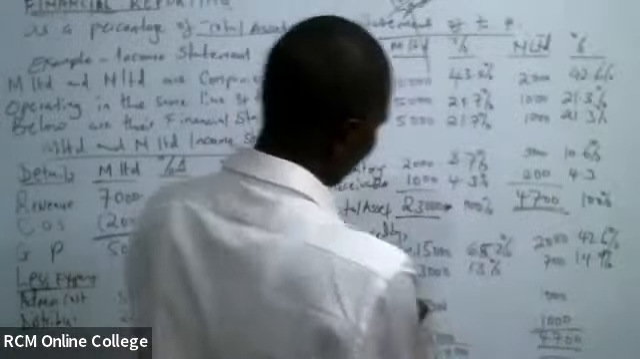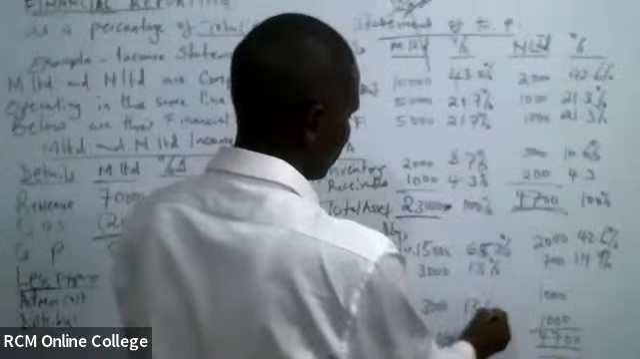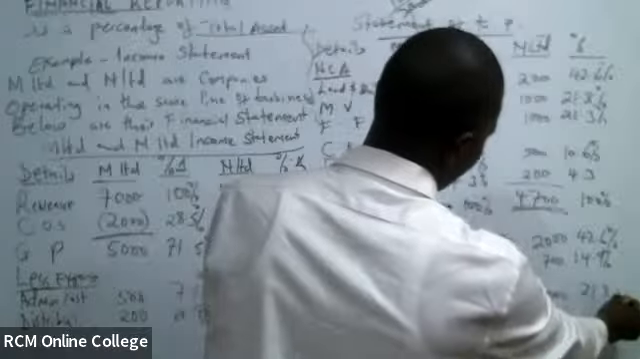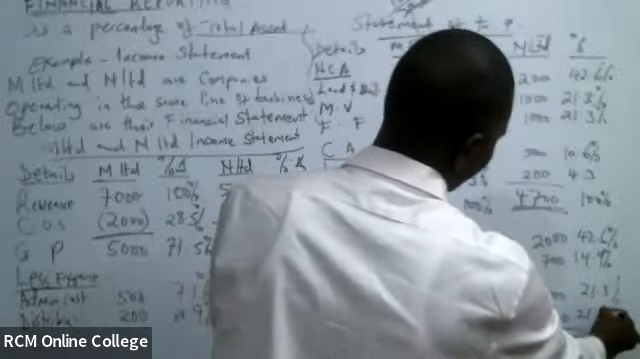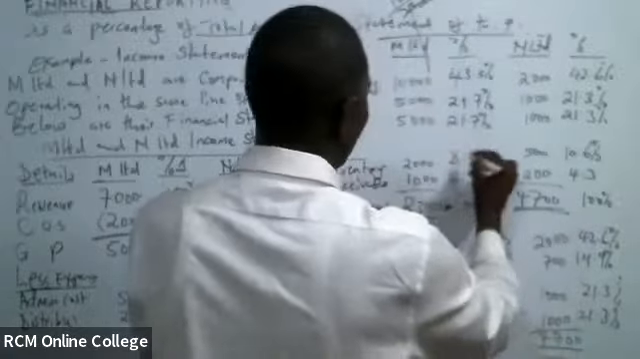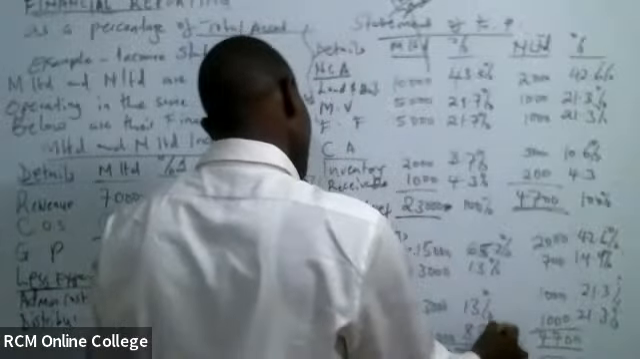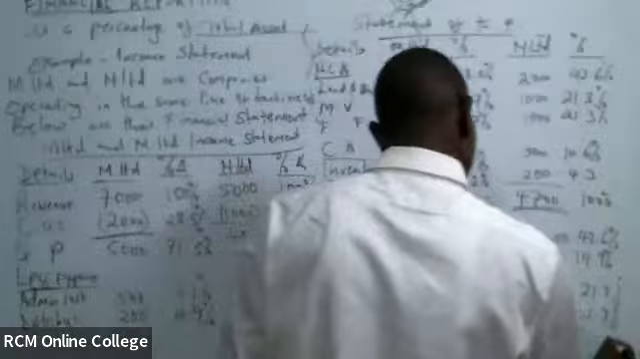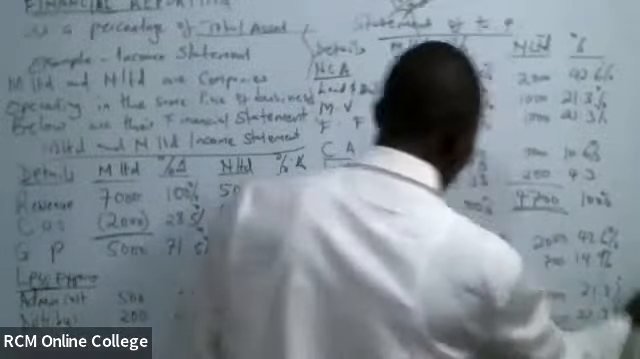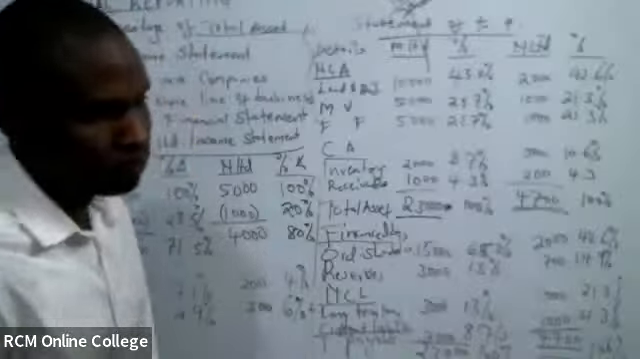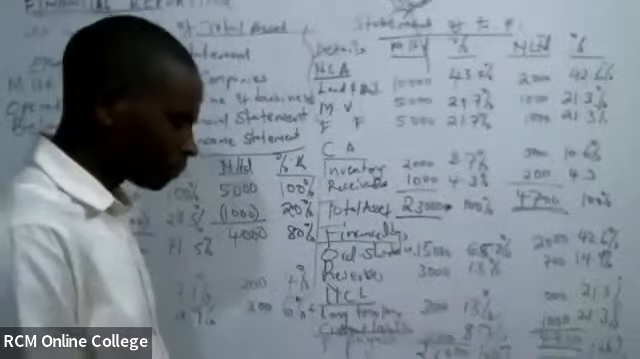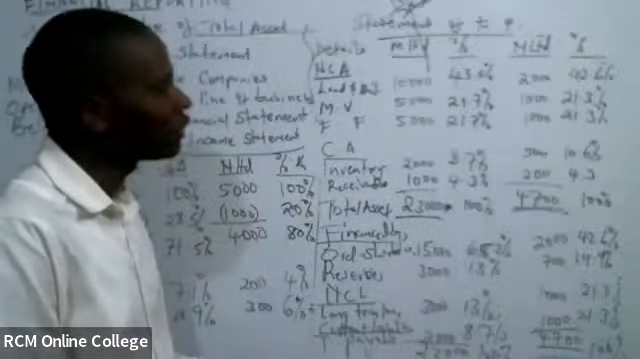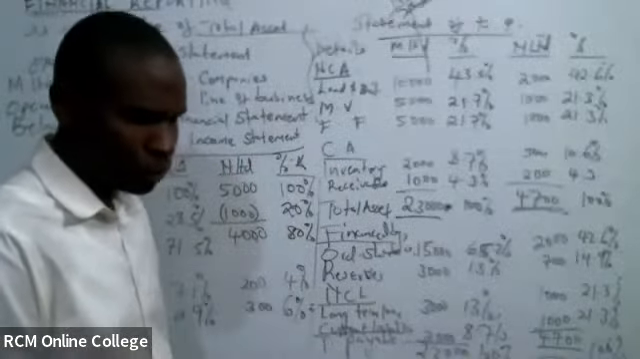Then we had 3000 somewhere. 13%. And then 1000 tulikuwa nayo mahali, 21.3%. And then 2000 tulikuwa nayo mahali, 8.7%. And this total liabilities is 100%. Tumemaliza. So, as far as the analysis of balance sheet is concerned, this is how you're supposed to do it.